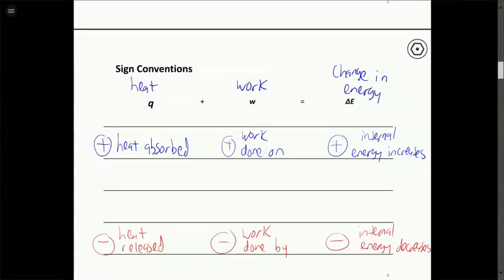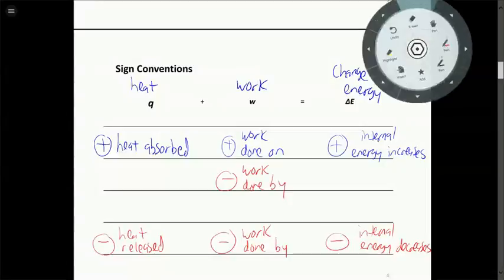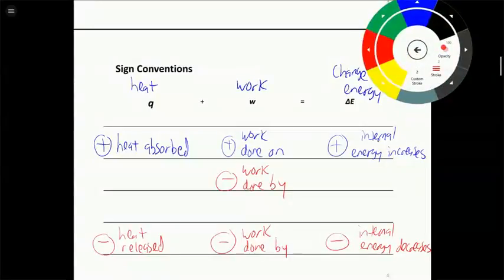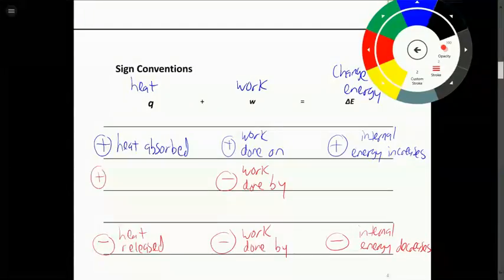But then we can also have situations where there's energy transfer between the system and the surroundings where Q and W have opposite signs. So if we have a negative work term, which means work done by the system, but then we couple that with a positive value of Q, which means heat is absorbed.